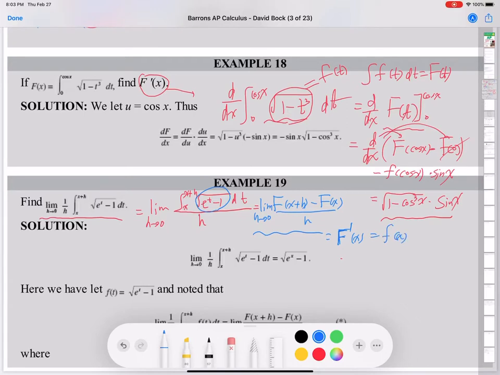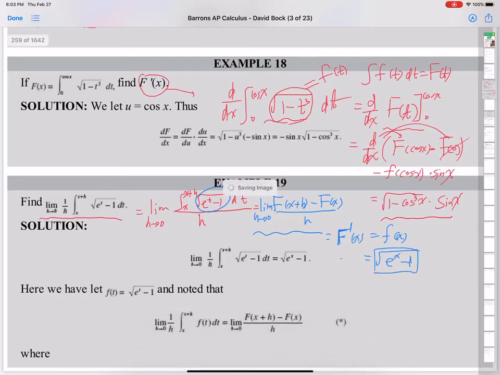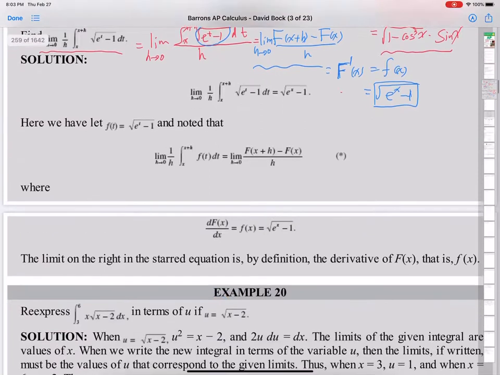So capital F prime of x means small f of x. What was the small f of t? We let the square root of e to the t minus 1 be f of t. So f of x equals what? The square root of e to the x minus 1. This is the answer. Okay. Next, number 20.